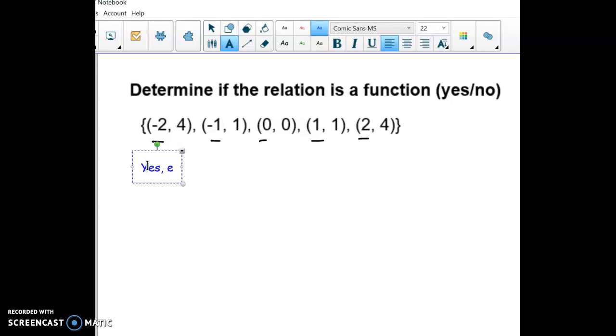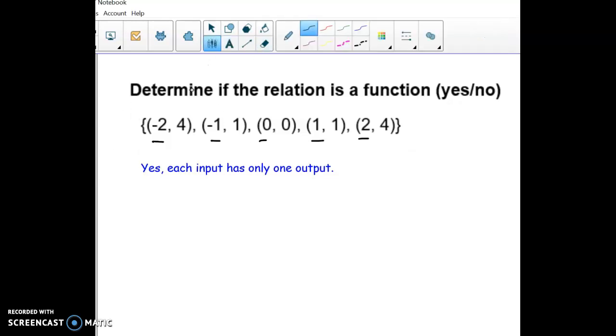So this one is yes, each input has only one output. If you look, our inputs are -2, -1, 0, 1, and 2, and none of those repeat. So by default, each one of those inputs has one output, specifically the output that's right there. It would fail if we had, say, another point where the input x was 2 and we had a different output like 5, then it would no longer be a function. But the way it is written, this one is yes.